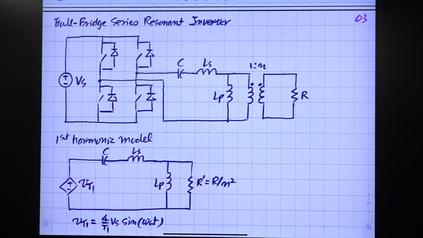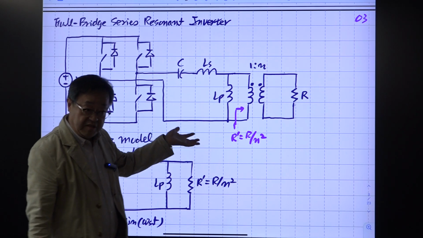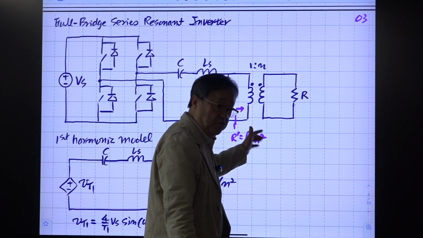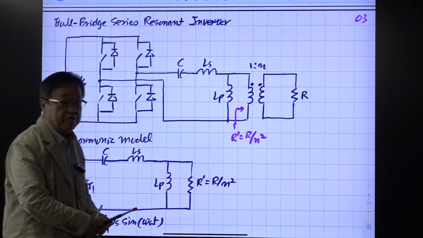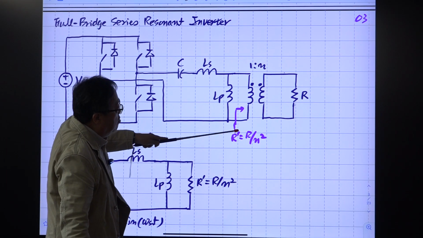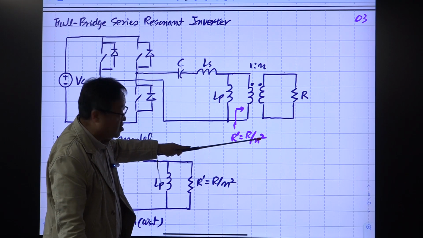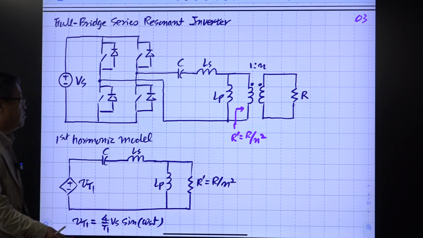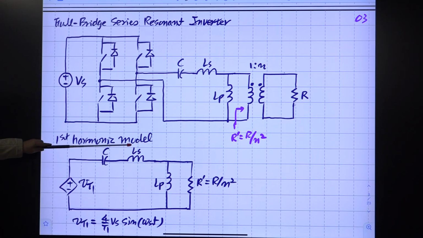If you look through this circuit, at this point, you are seeing R prime, which is R divided by N squared. N is the turns ratio of this transformer. We went through this in the last lecture. It's very easy to remember and to derive. So you should remember this. N is here, then N comes here, in the denominator, squared. Okay, so then this is the first harmonic model.